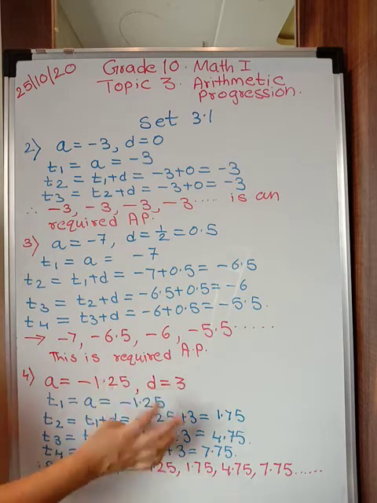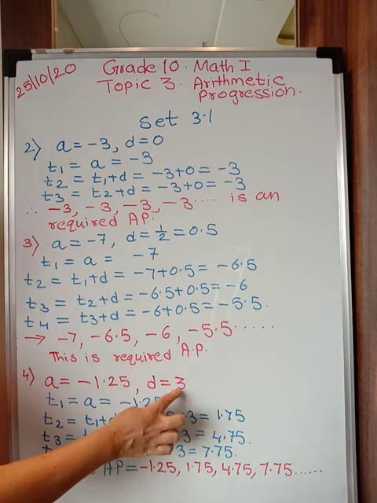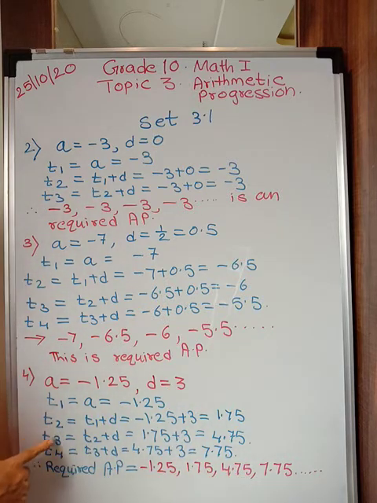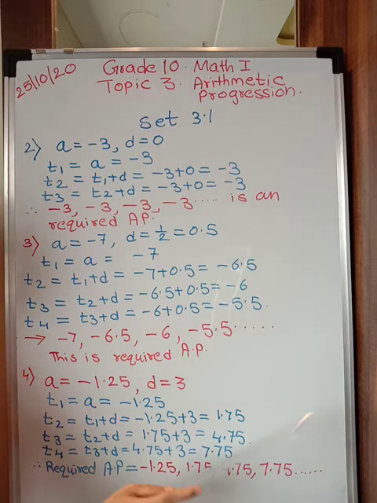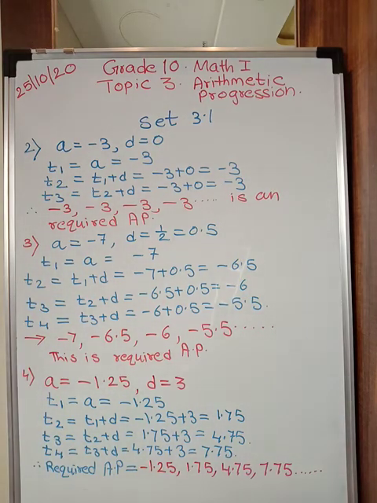Now look at the third term. You have 1.75. To this we are adding 3. So automatically it becomes 4.75. To 4.75 we are adding 3. So you get 7.75. Here I have shown all the terms and so on. Do not forget to write dot dot dot because this goes on infinitely. Alright. So this is your required AP.